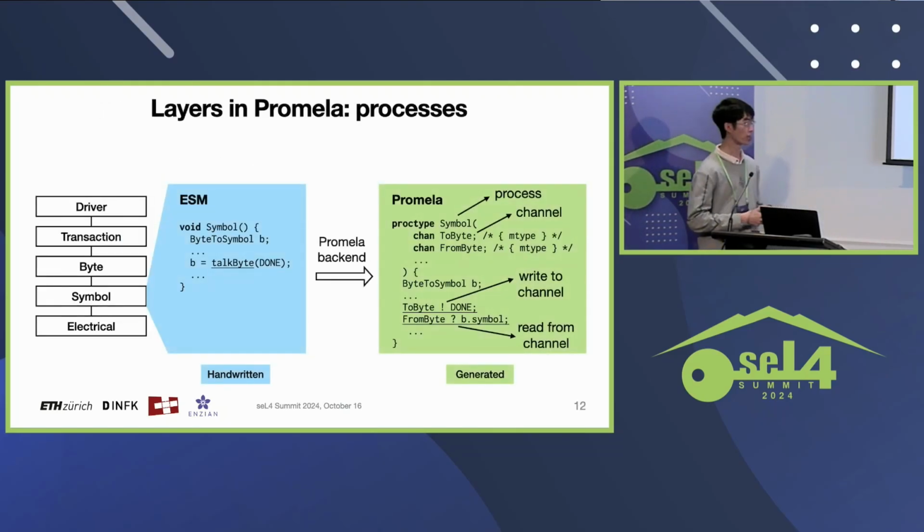And once we have the whole system specified, we can model check it. To do that, we need to translate ESM to Promela, the language for the SPIN model checker. In ESM, layers are coroutines. This maps well to the processes in Promela, which, as the name suggests, are processes that run concurrently.